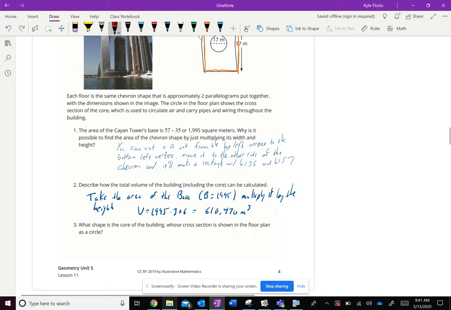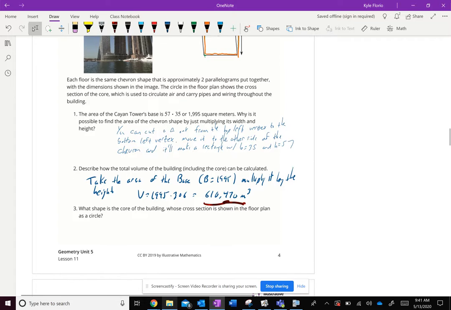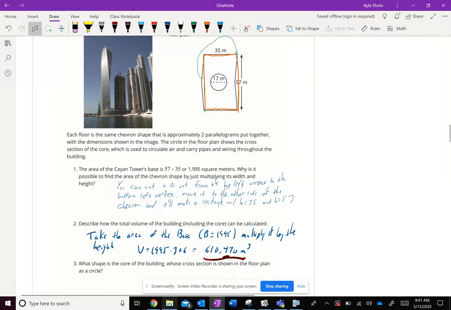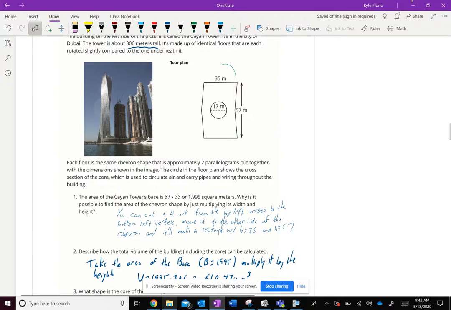Actually, no, I want to use this guy. That's nice, right? What's the shape of the core of the building whose cross-section is a circle? So remember, this is like what one floor looks like. If we stack a bunch of these up and start twisting it, it's going to give us this shape right here. But one thing that's going to be the same is the circular cross-section is always going to be in the middle, and we keep stacking these all the way through the middle. And if we keep stacking them, we're just going to get that shape all the way through.